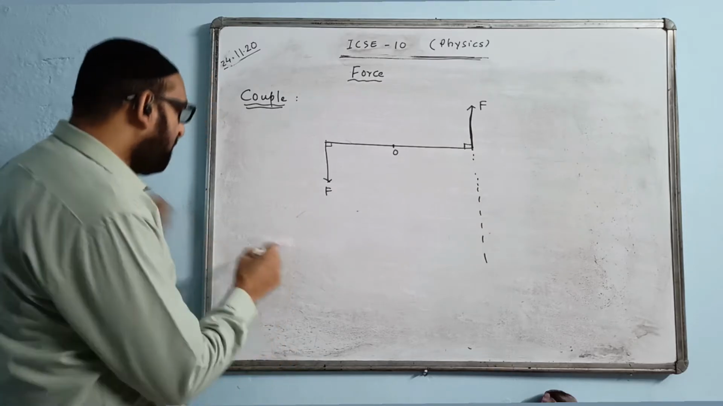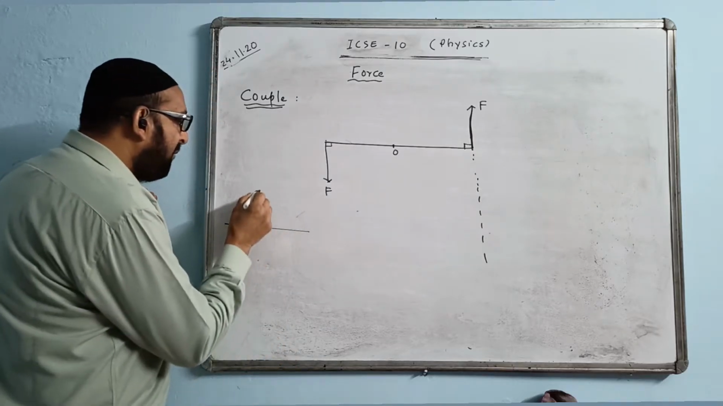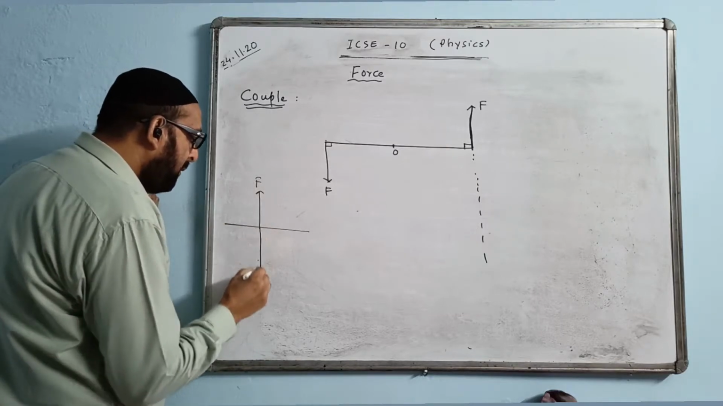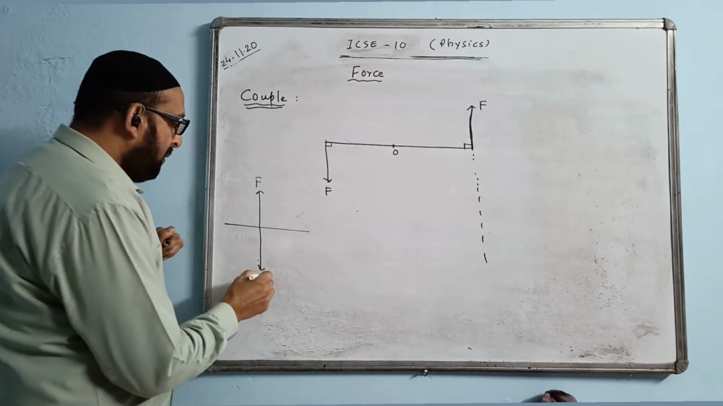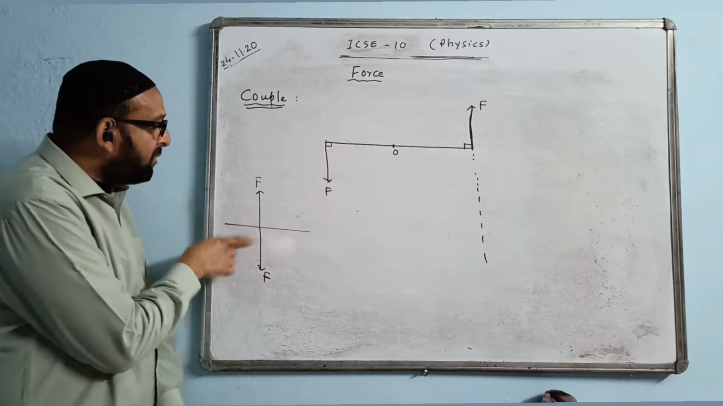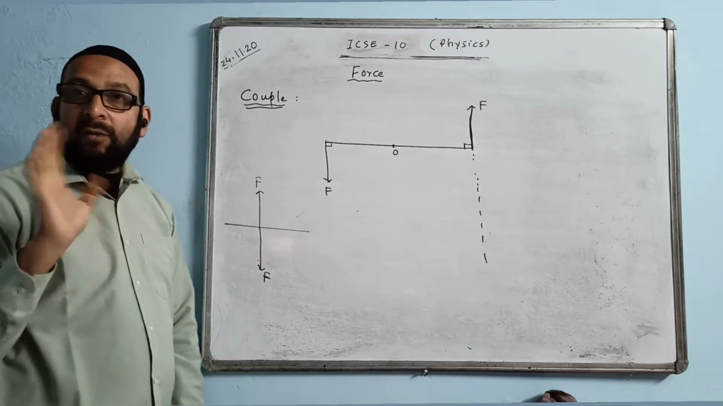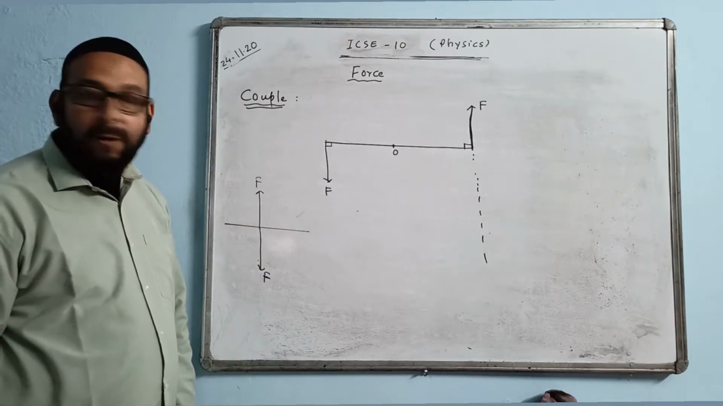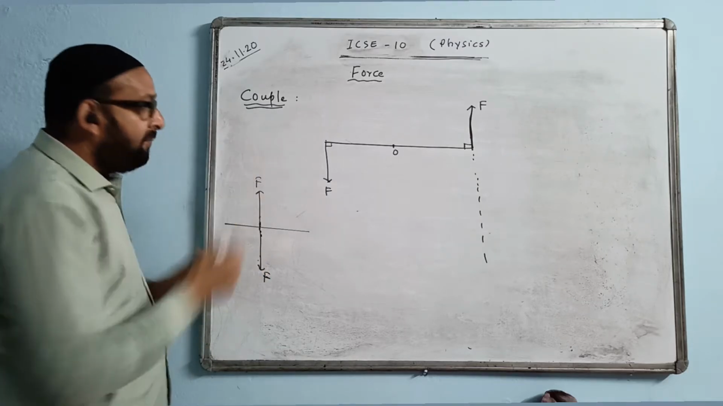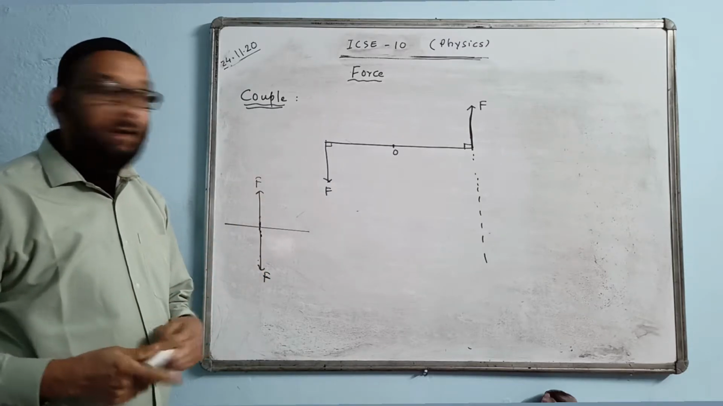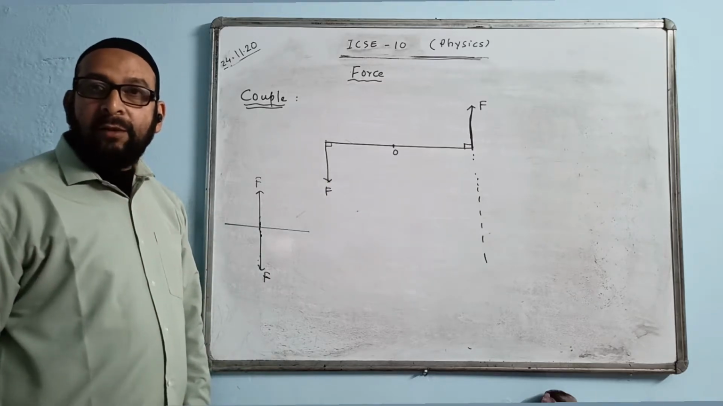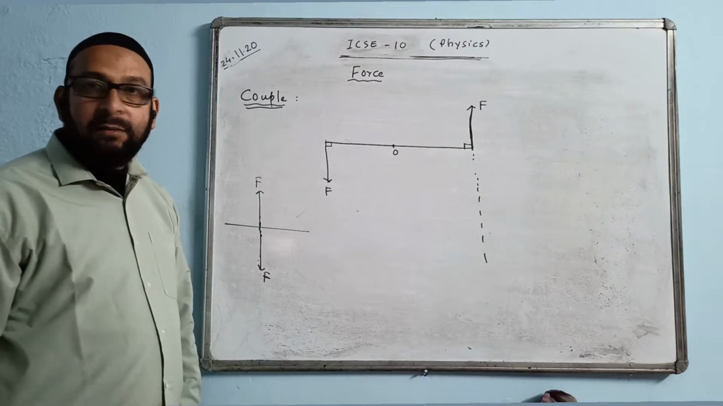Suppose we are having a body like this, and if you give a force F over here and F over here, forces are equal and they are in opposite direction. Do you think these two forces will be called couple and will they cause rotation? Answer is no. Why? Because the line of action is same. The line of action of this and this is same. So they will not produce rotation. Their line of action has to be different. Then only they will produce rotation in the body.